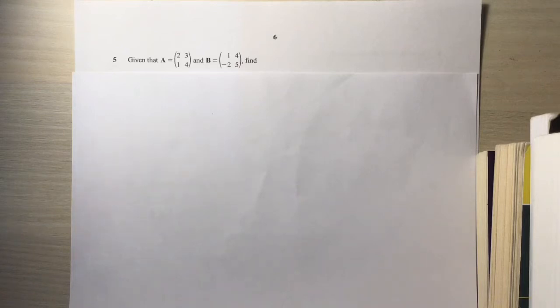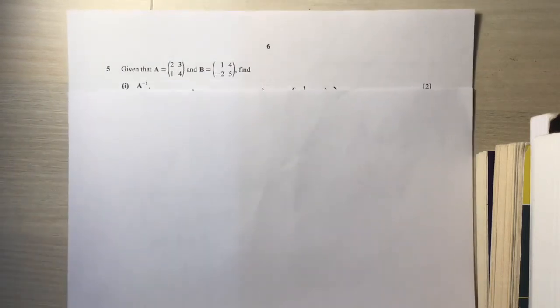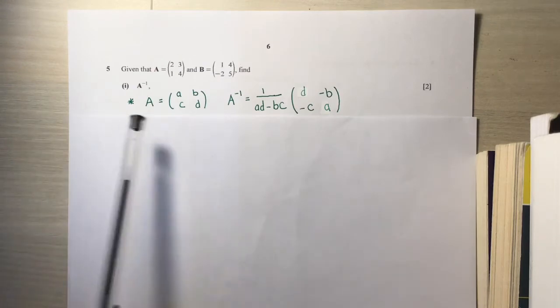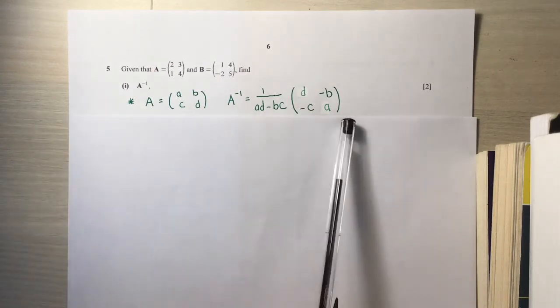Today we'll be doing IGCSE Past Year Paper 060623 October-November 2018 series. And this is question 5. Given these two matrices, find the first part of the question, the inverse of A. Notice that this is just a 2 marks question, so all you have to do is to memorize this formula.